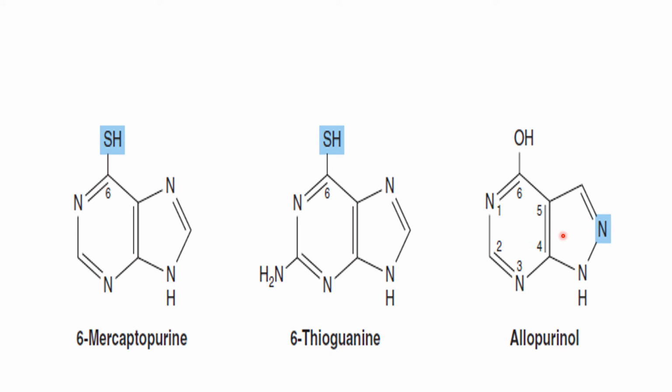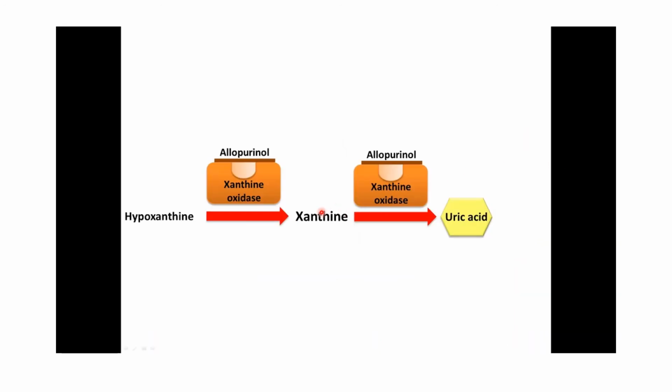xanthine, and the xanthine oxidase is inhibited. Its structure is just like a hypoxanthine, and xanthine oxidase uses this substrate, and there is no formation of the product, as this one is the competitive inhibitor. This one is the hypoxanthine. Instead of using this hypoxanthine, allopurinol will inhibit this xanthine oxidase, and there is no formation of xanthine.